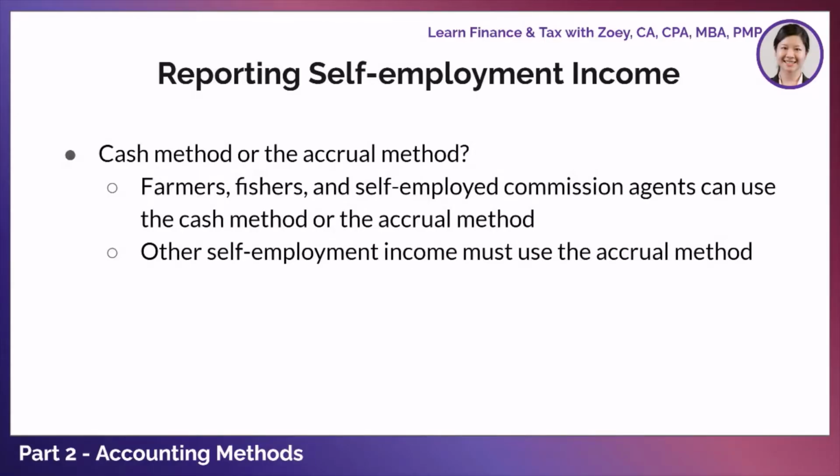There are two ways to report self-employment income: the cash method and the accrual method. The key difference between the cash method and the accrual method is the timing of when income and expenses are reported. The CRA has specific requirements. For instance, farmers, fishers, and self-employed commission agents can use the cash method or the accrual method to report income. All other self-employment income must be reported using the accrual method.